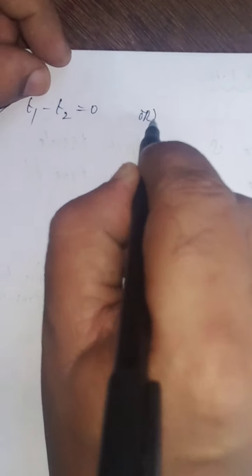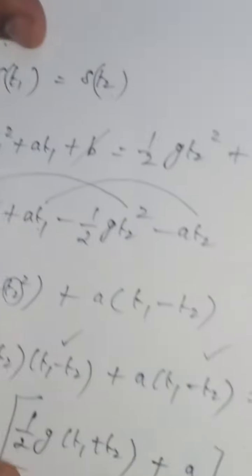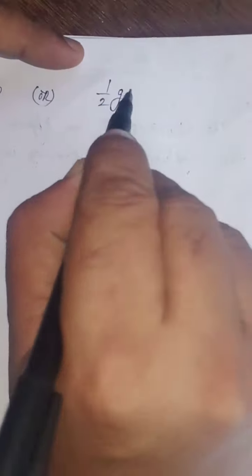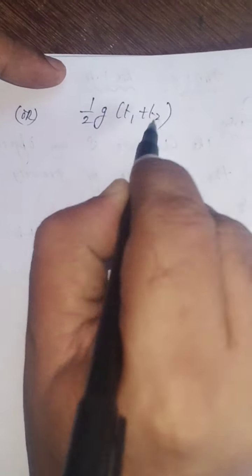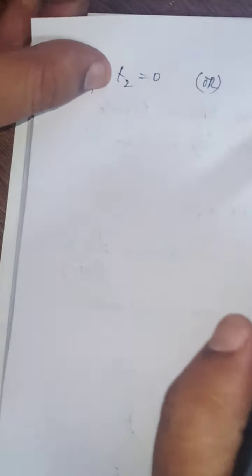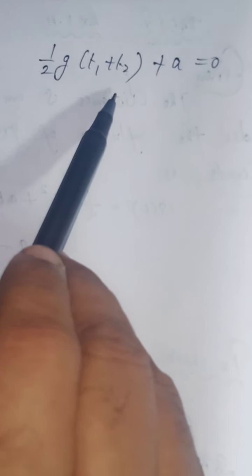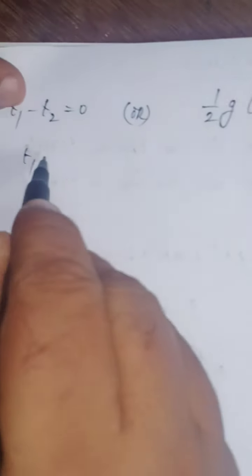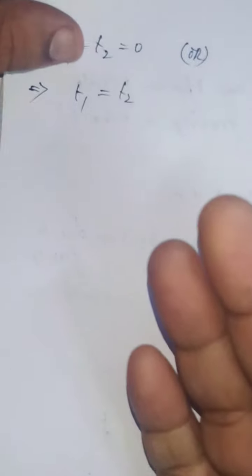Which implies t1 minus t2 equals 0 or half g into t1 plus t2 plus a equals 0. Half g into t1 plus t2 plus a equals 0. This one, if it is not possible, particularly this one is not possible, so t1 minus t2 comes to the right hand side plus t2, we have proved t1 equals t2, automatically it is a one-to-one function.